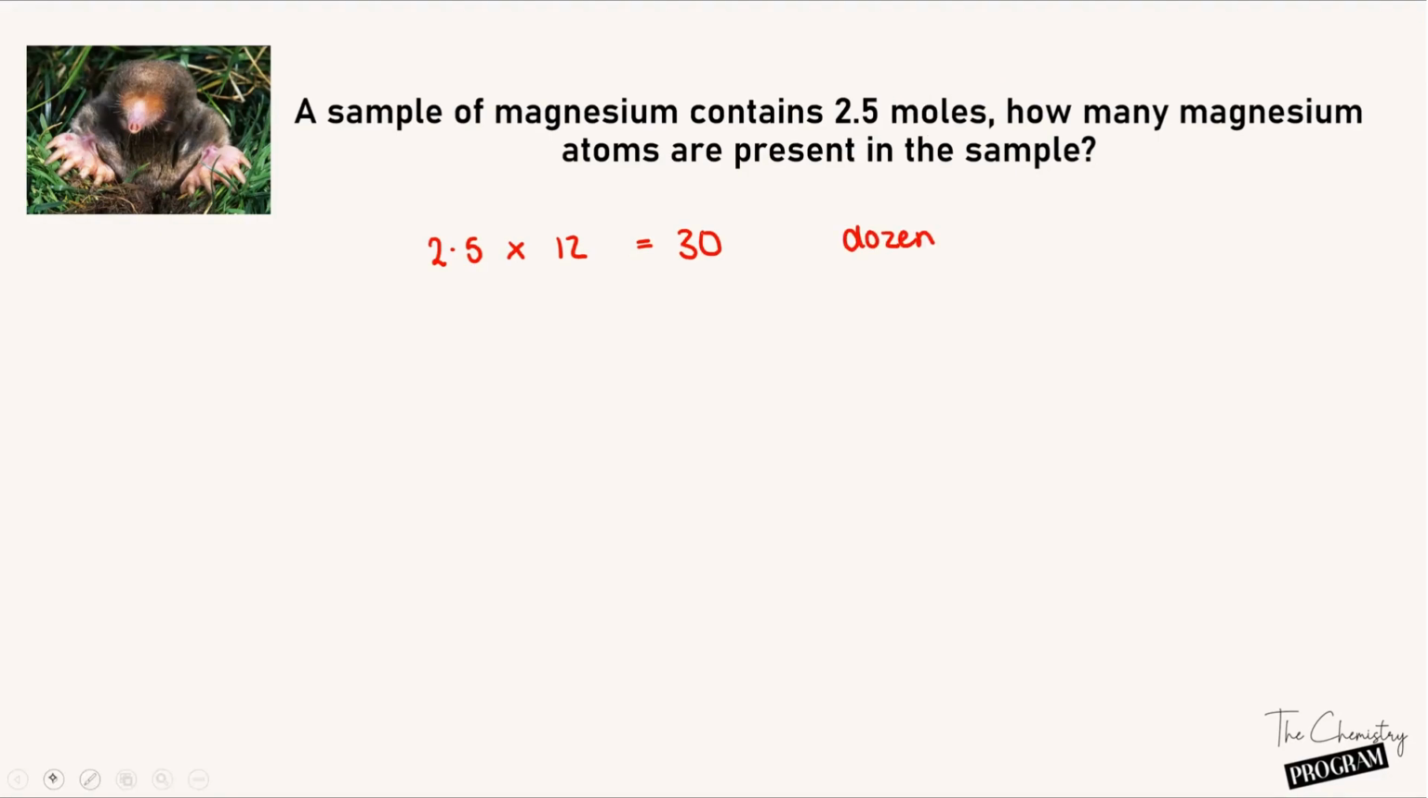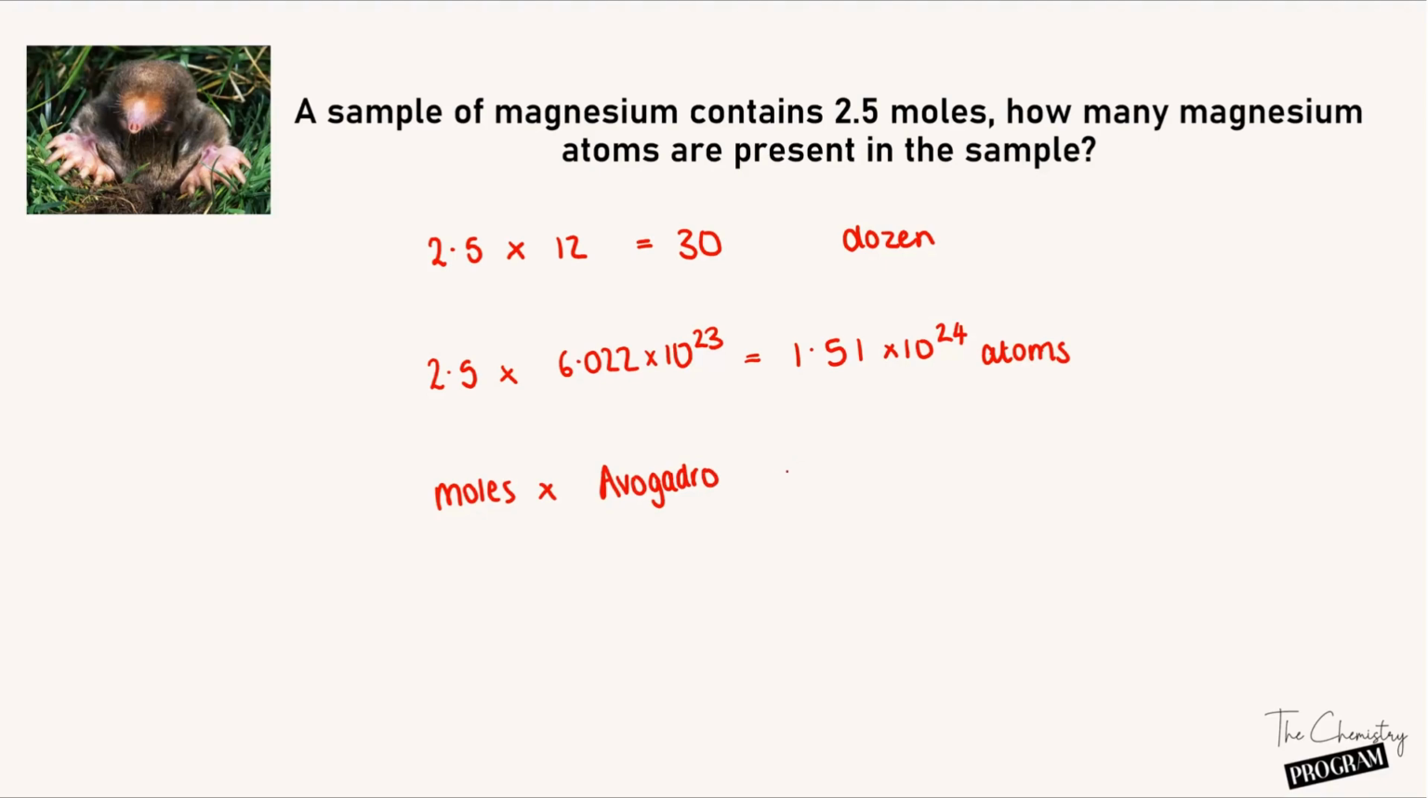Now let's repeat the process, but replace the word dozen with moles. Well, we still have 2.5 moles. So we take 2.5 and we multiply that by the amount of atoms in a mole, 6.022 times 10 to the 23, Avogadro's constant. That equals 1.51 times 10 to the 24 magnesium atoms. All we have done is taken the moles, multiplied it by Avogadro's constant, the amount in a mole, and that gives us the amount of substance.